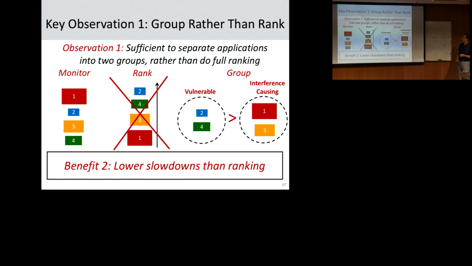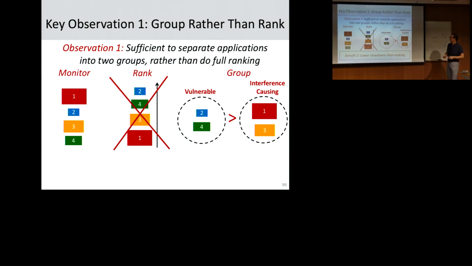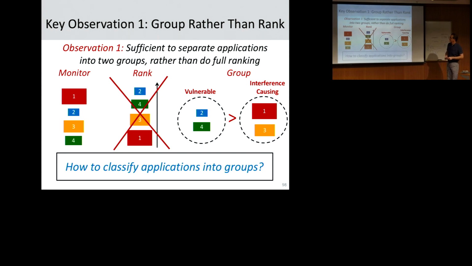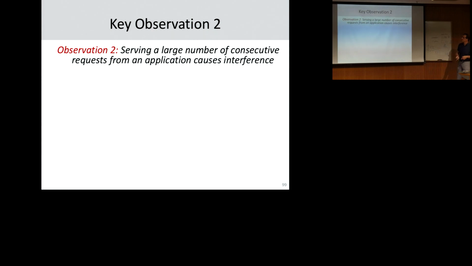So the second benefit is hopefully lower slowdowns than ranking, because one of the downsides of ranking that we realized over time is if you don't change the ranking easily, things that are ranked somewhere over here at the bottom get deprioritized for a while. That leads to slowdowns, fairness issues. That also leads to performance issues. So it's hard to analyze also some of the implications of the ranking. Okay. So then the key question is, how do you classify applications into these two groups, vulnerable and interference causing?